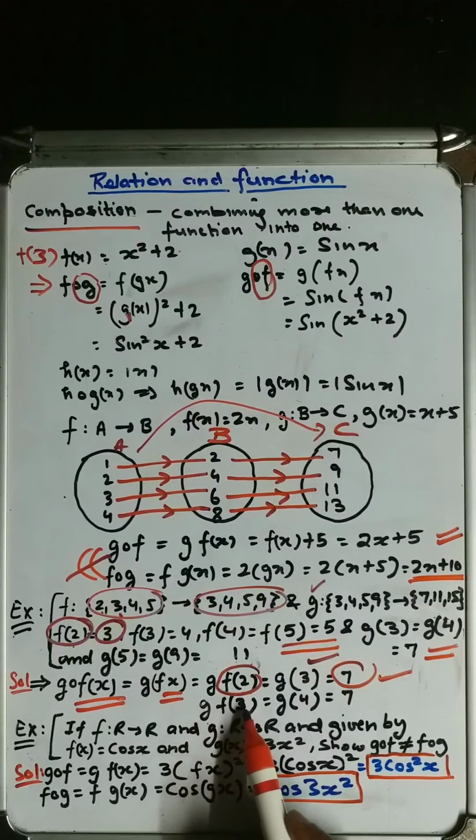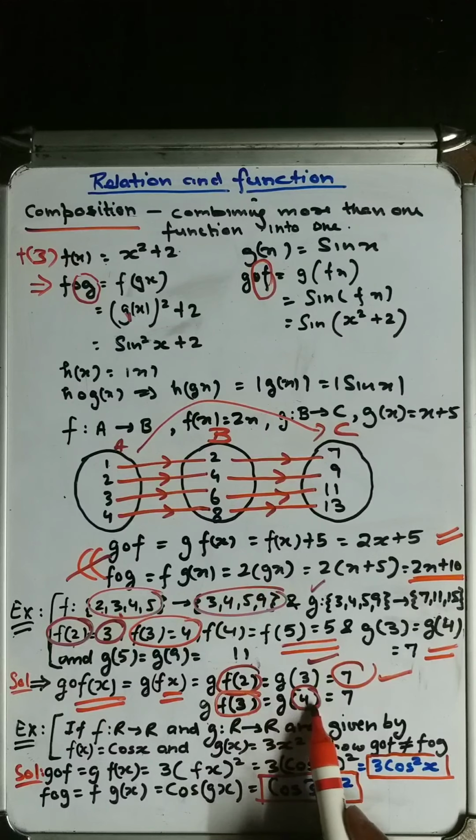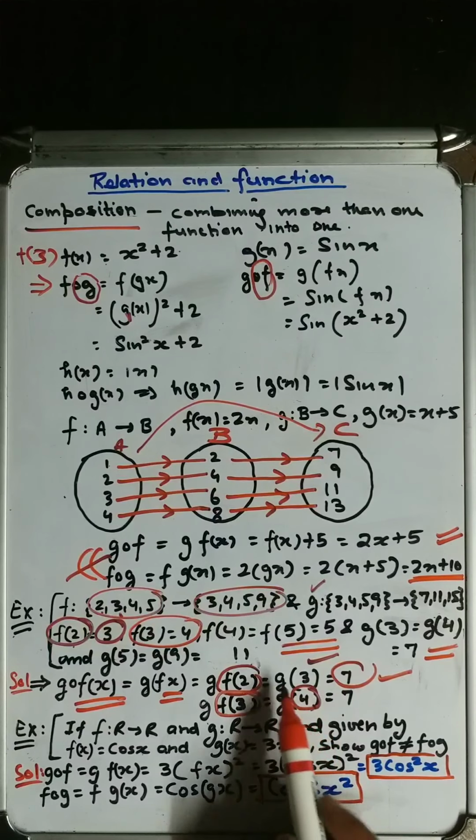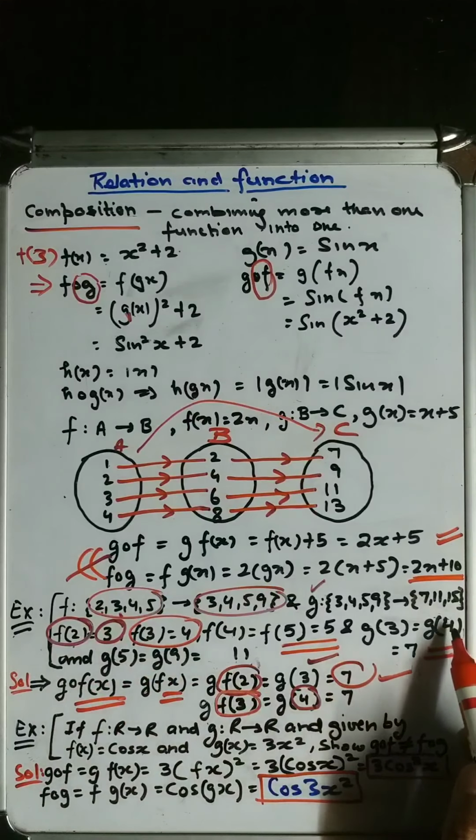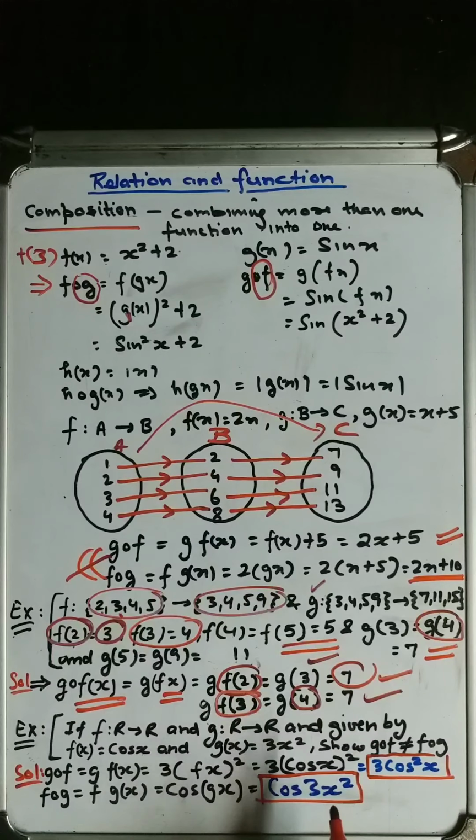So what is the value of f(3)? f(3) is 4. So replace f(3) by 4. So we have to take out the value of g(4). Search the value of g(4). This is g(4). g(4) equals 7. This way we get the numerical value of f of g and g of f.